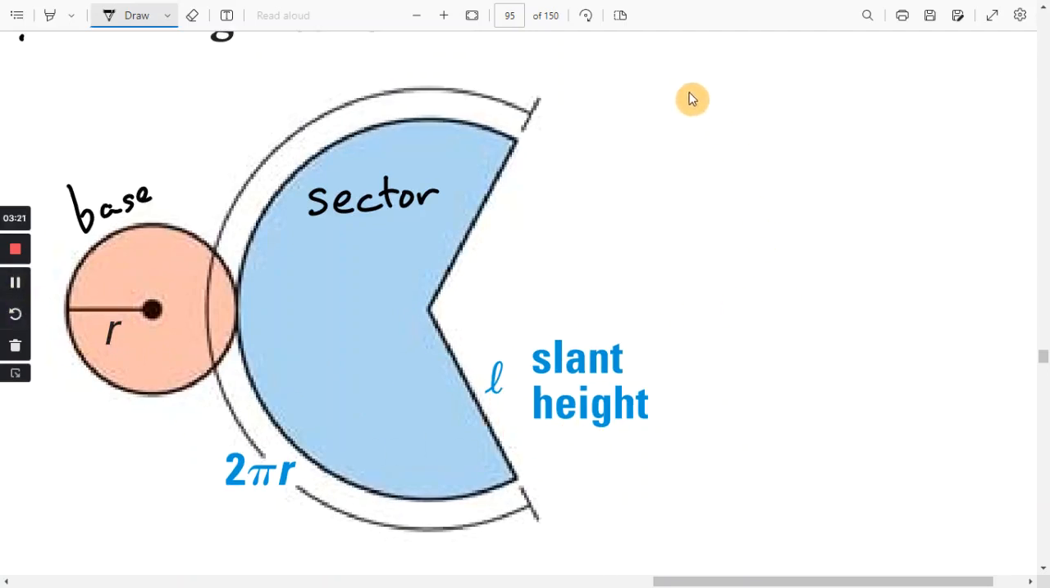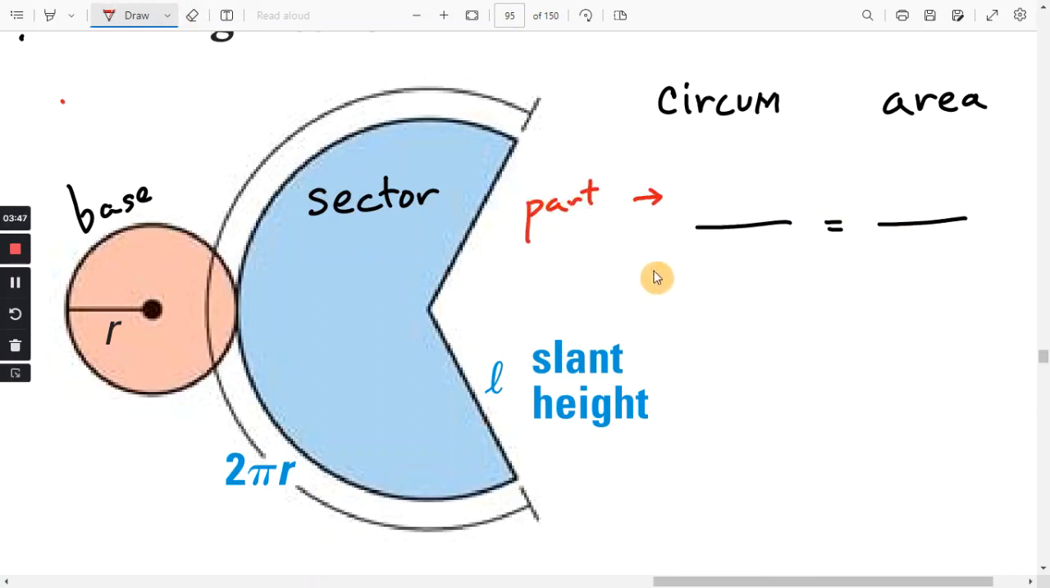Now, I'm going to make two fractions. I'm going to make one fraction the circumference, and I'm going to make another fraction the area. These fractions are going to equal each other. In the numerator is going to be the part or portion, and in the denominator is going to be the whole circle. As you can see here, with this sector we only have part of a circle.